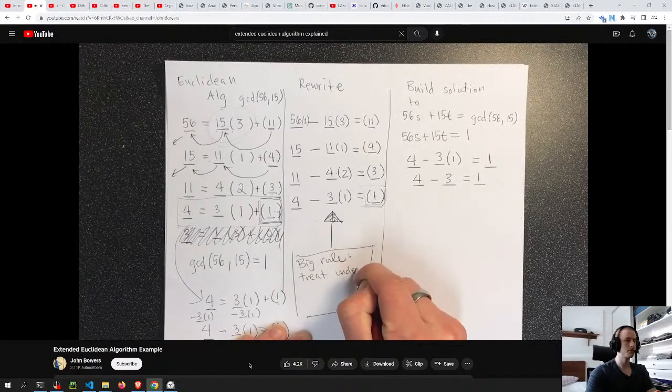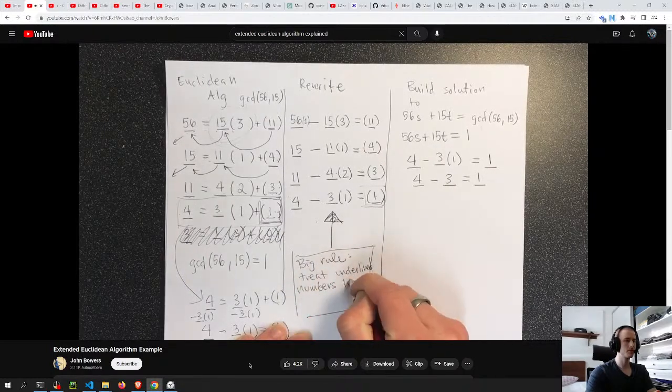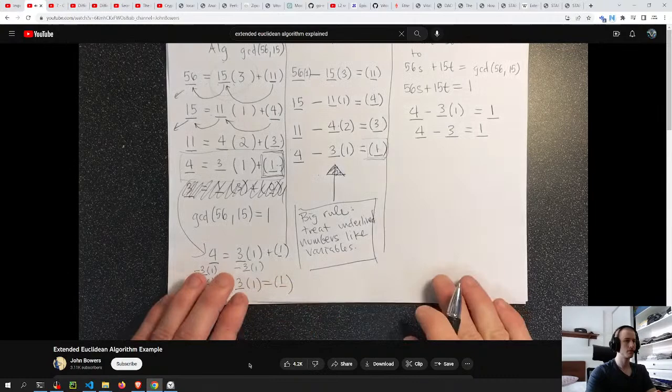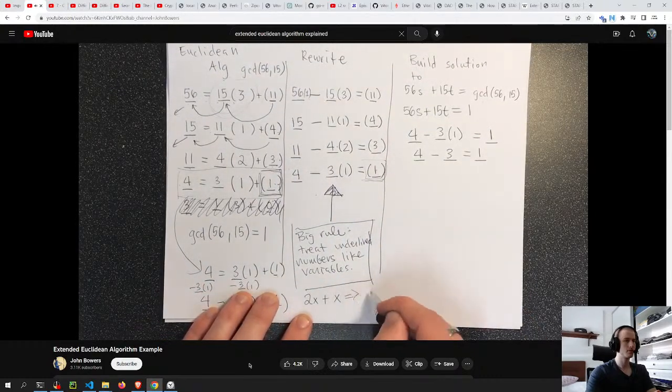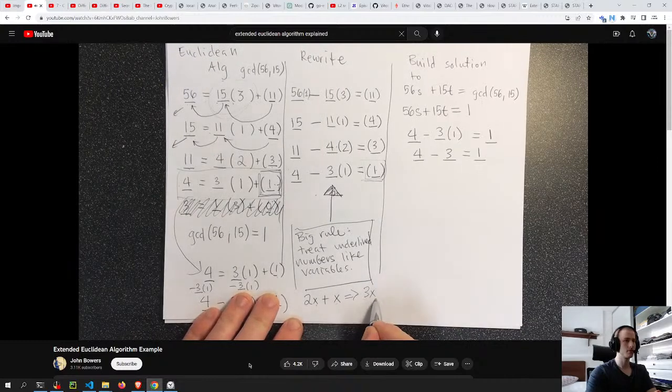Treat underlined things, underlined numbers, like variables. So what do I mean by that? Notice if I had 2x plus x in an equation, and I said simplify that equation, you would say, oh, that's easy. That simplifies to 3 times x, because I had 2 x's and one more x is 3 x's. We want to do the same thing here.